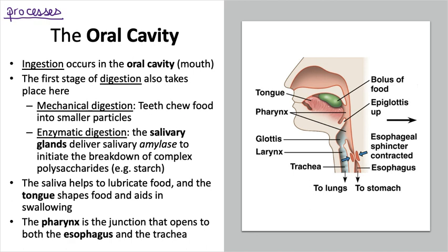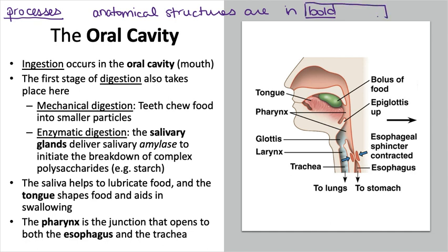Our anatomical structures are in bold. I don't know how to write in bold, so I'm just going to say they are in bold. Oh, don't want to underline it. Our bold font, right? So here we go. And our enzymes or chemicals are going to be in italics.